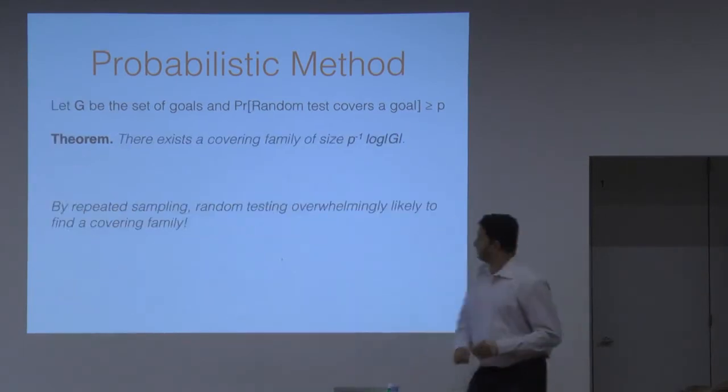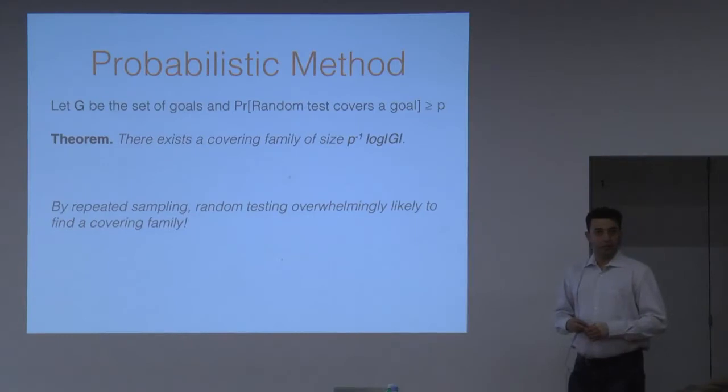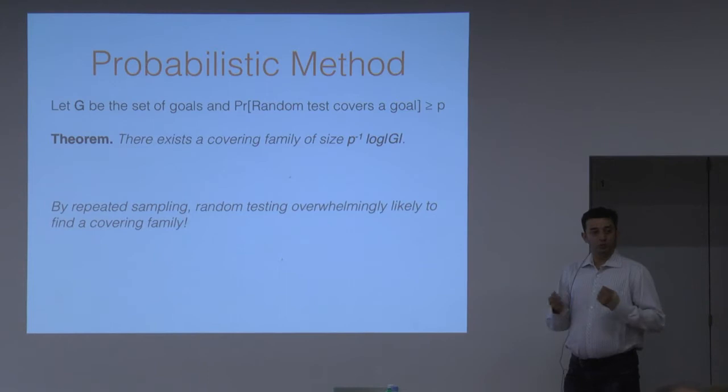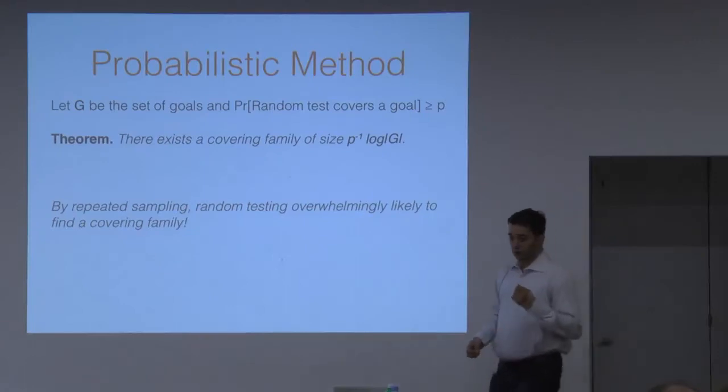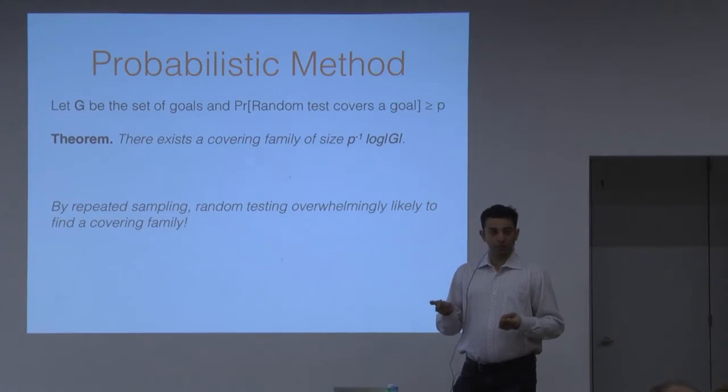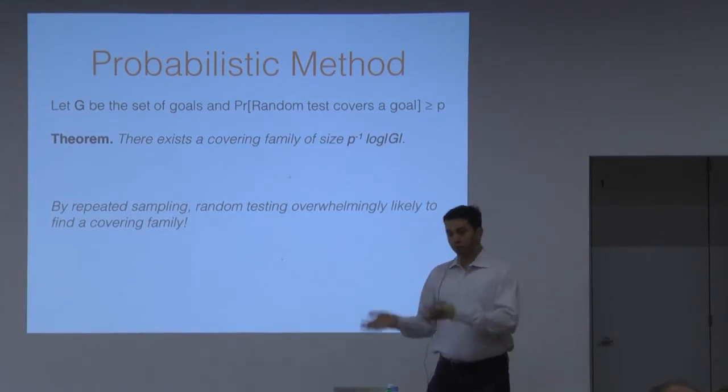And moreover, as with many probability arguments, just by repeating this procedure some polynomial number of times in 1 by p log g, you are guaranteed that random testing is overwhelmingly likely to come up with a covering family. So the only thing that we have used is that we have a lower bound on this probability. The combinatorics would come in proving this lower bound.